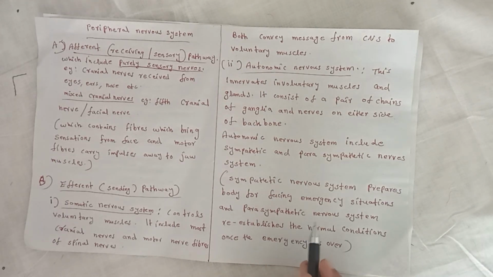The sympathetic nervous system prepares the body for facing emergency situations, and the parasympathetic nervous system re-establishes the normal condition once the emergency is over.